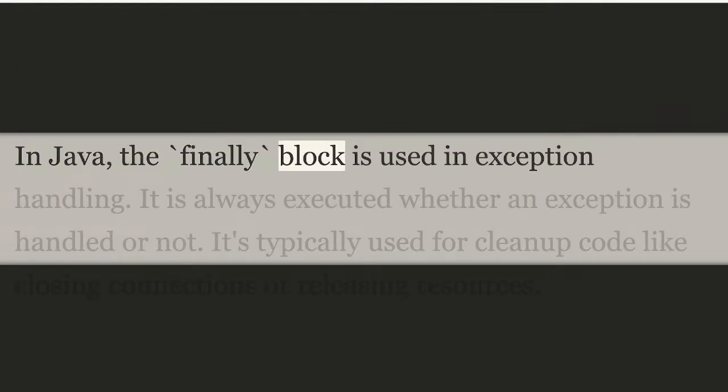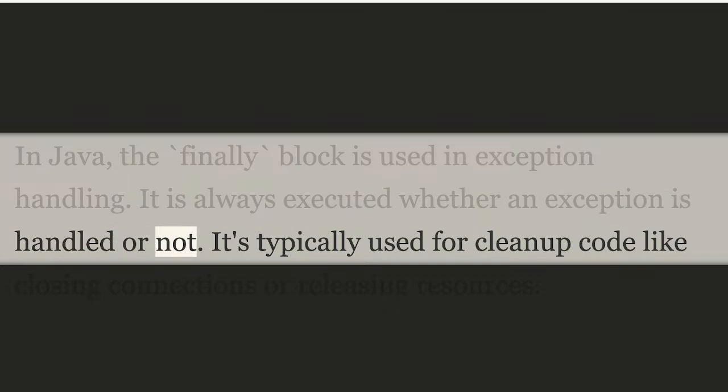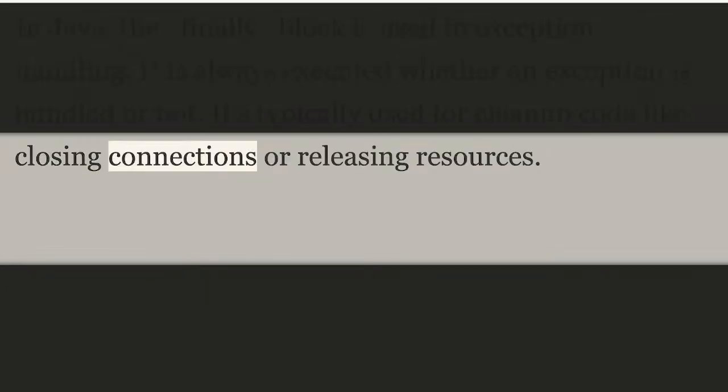If the class has mutable fields, return copies of them. Explain finally. In Java, the finally block is used in exception handling. It is always executed whether an exception is handled or not. It's typically used for cleanup code like closing connections or releasing resources.